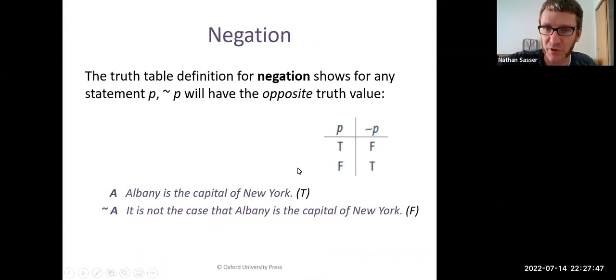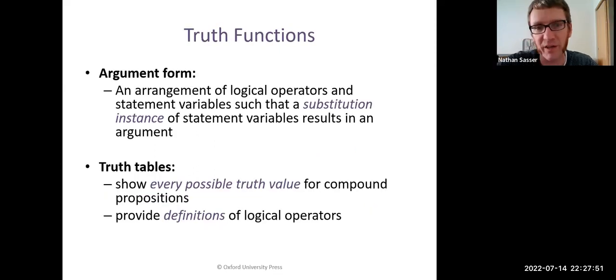So let me show you. This will make more sense. Before we get to that, though, an argument form is just an arrangement of these logical operators, and then truth tables show every possible truth value for compound propositions, and they provide definitions for logical operators in this section. All this is just terminology so far, which probably doesn't make a lot of sense to you, but it will help me explain what we're about to look at.